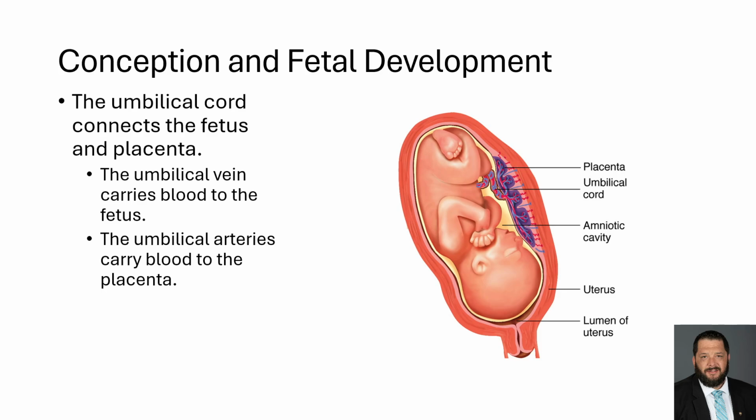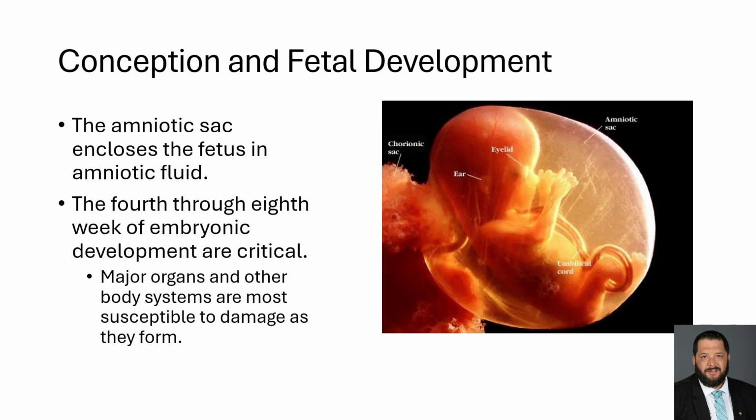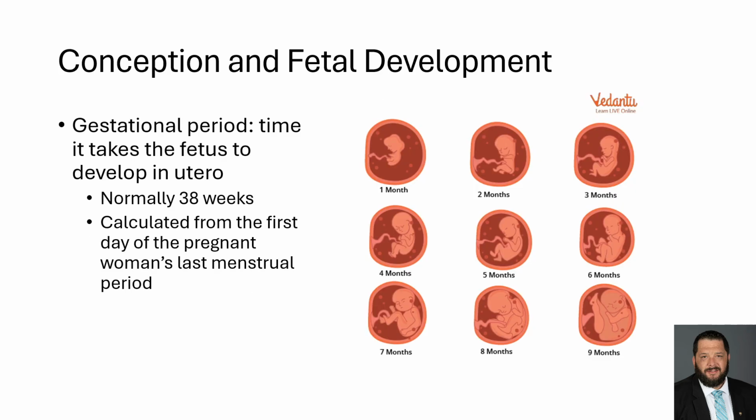The umbilical vein then carries blood to the fetus. Umbilical arteries carry blood to the placenta. The amniotic sac encloses the fetus in amniotic fluid, and the 4th through the 8th week of embryonic development are critical. Major organs and other body systems are most susceptible to damage as they form during this period.